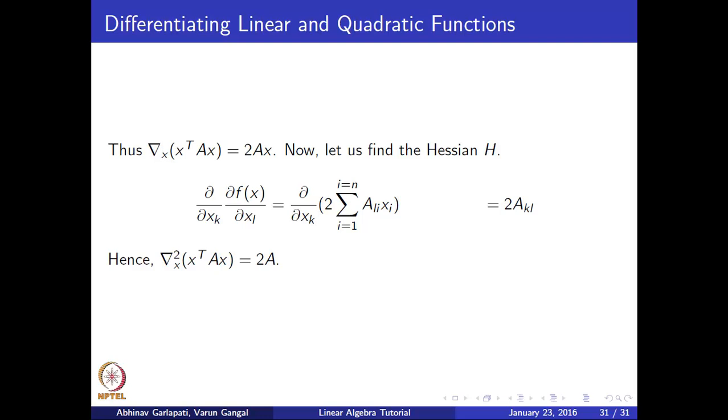Similarly, on further differentiating every element of the gradient by xk, we can derive the Hessian of the function. The Hessian of this function comes out to be 2A.